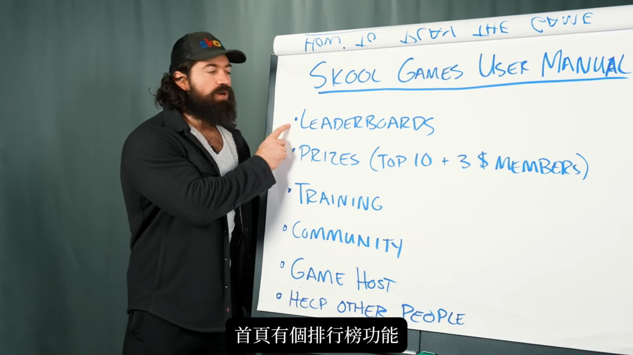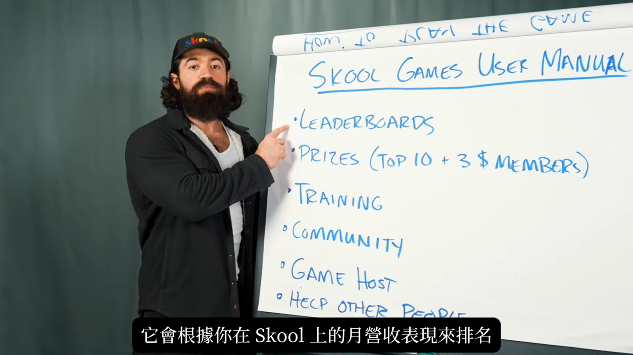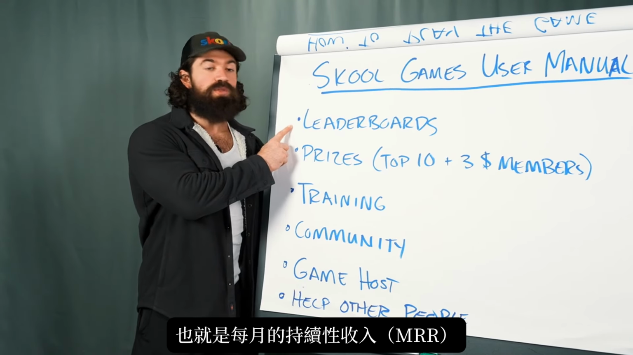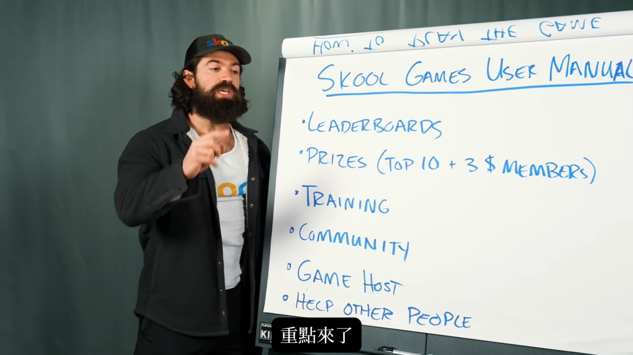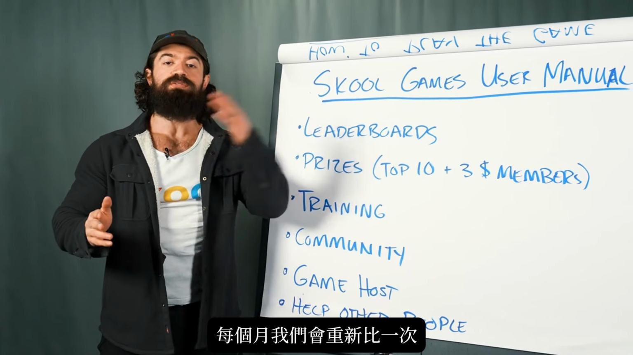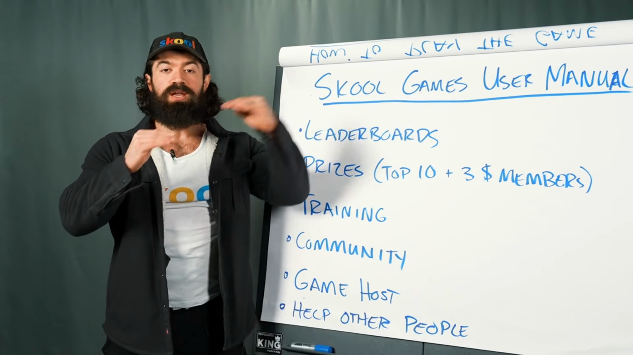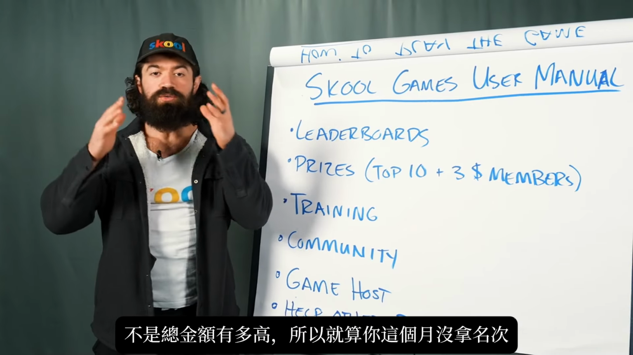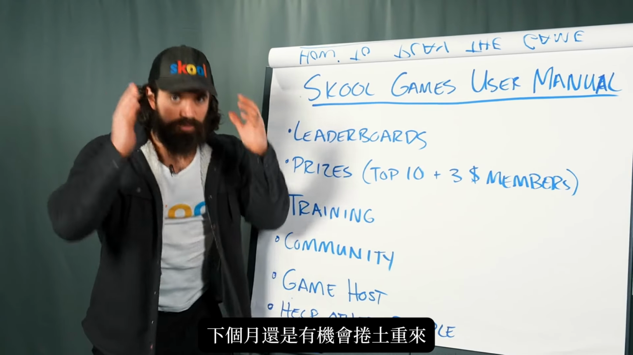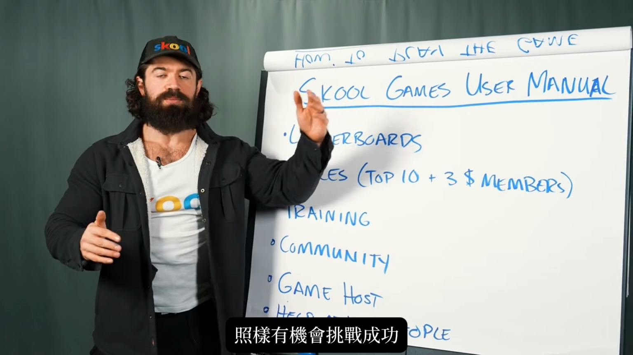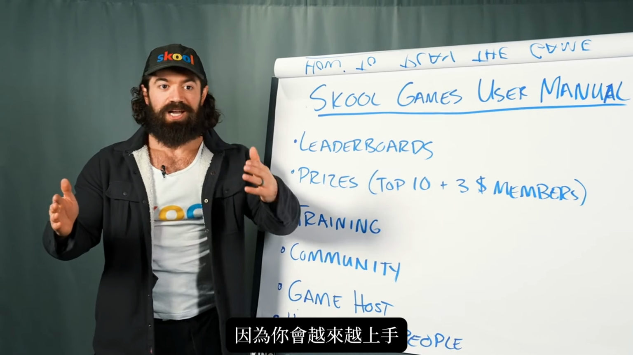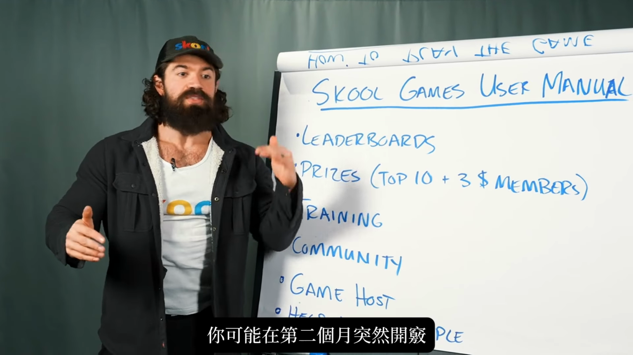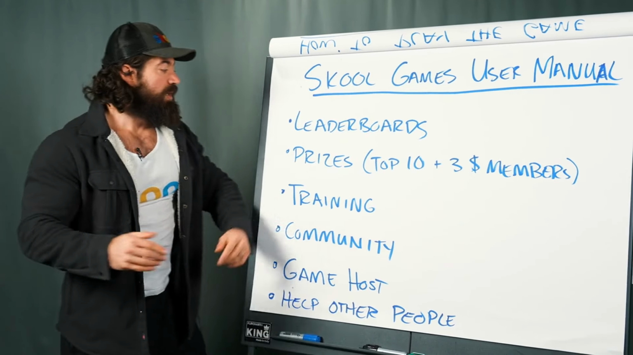All right, so right up front, we have leaderboards. Leaderboards will rank you based on the amount of monthly recurring revenue that you're pushing through Skool. And here's the key point, is that every month when we have another Skool Games, it's about the growth, not about the total. And so if you don't win one month, you can still play again the next month and still try to win. Because guess what? You're gonna learn things over time, and something might just click month 2 that gets you to the next level to get on the leaderboard.